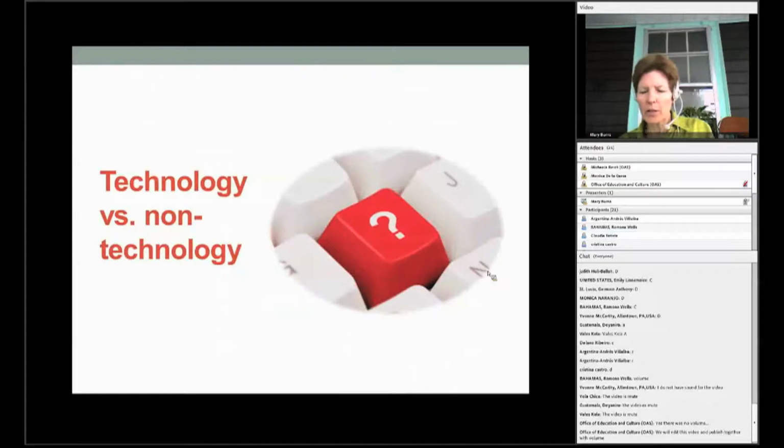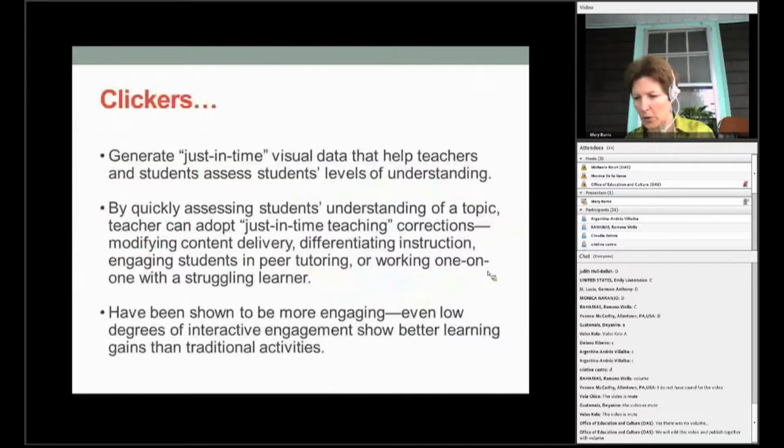The big question here about clickers is technology versus non-technology. So, in other words, does the technology really make a difference? Couldn't you just ask these multiple choice questions and have students raise their hand or show color-coded cards? And in fact, the research is quite clear that the clickers themselves actually make the difference in terms of student learning. And why is this? The clickers generate just-in-time visual data that helps the teacher and the students understand the students' level of understanding, and we saw that in this short video.